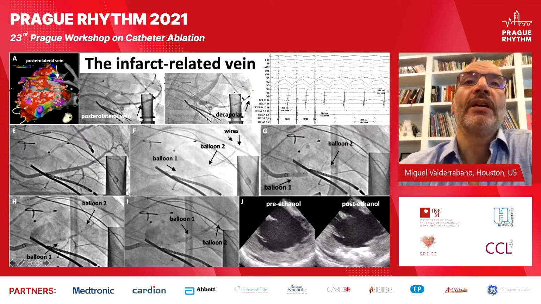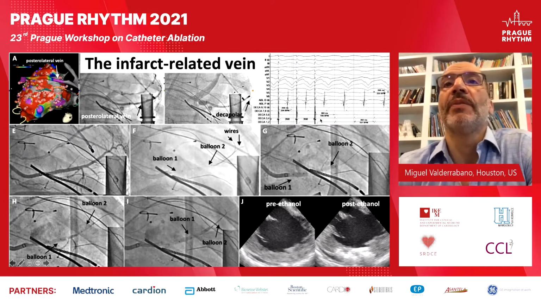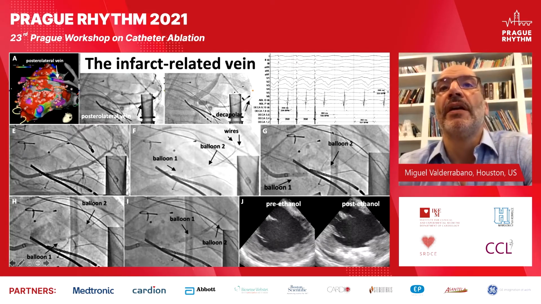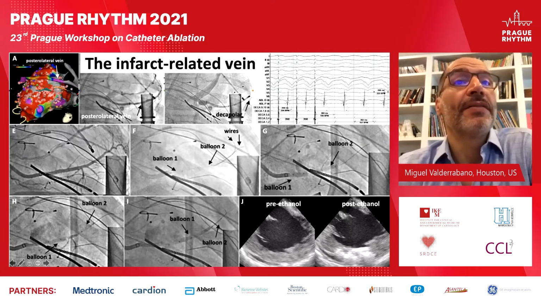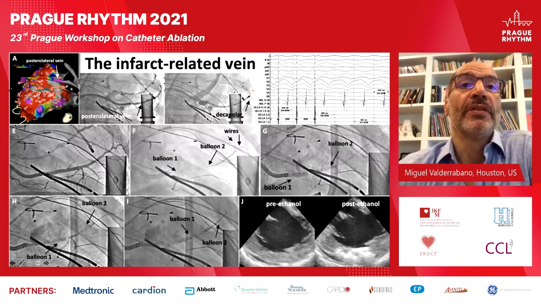We put a decapolar catheter in the vein. We showed by entrainment maneuvers that we were mid-diastolic by looking at those signals from the epicardial venous catheter. And then we use the same approach, a double balloon technique.